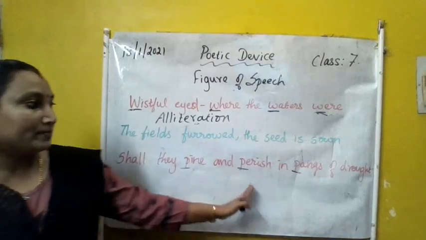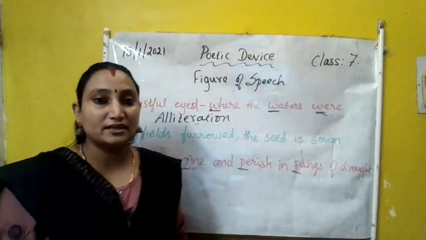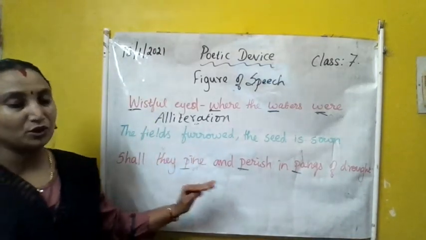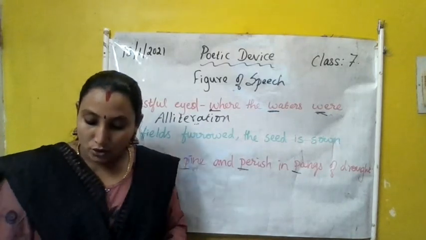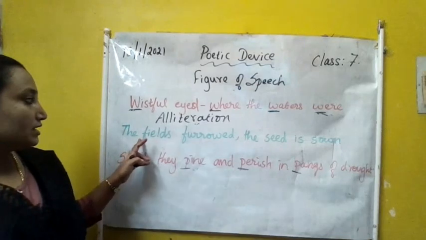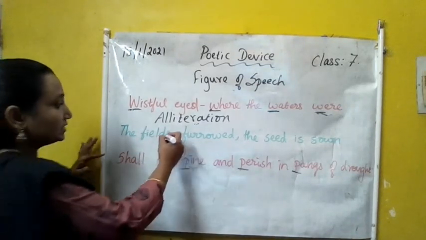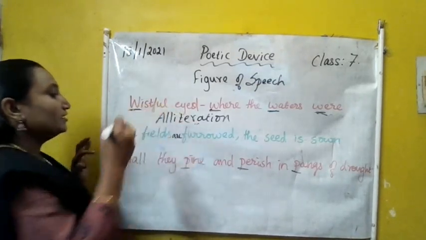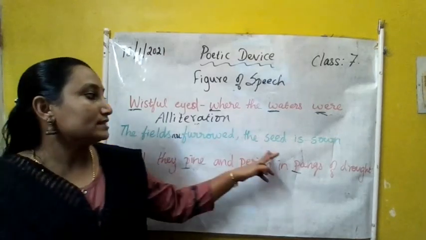Pine, perish, pangs. Isn't it? So, this is the alliteration in this particular line. Next, look at the second stanza, the first line. The fields are furrowed. The fields are furrowed, the seed is sown.